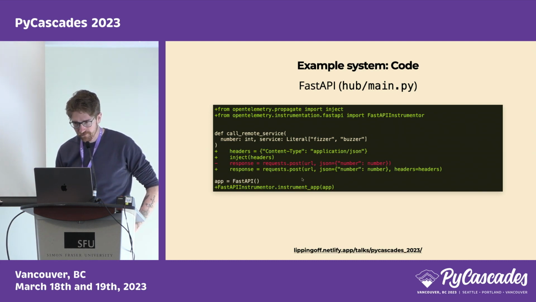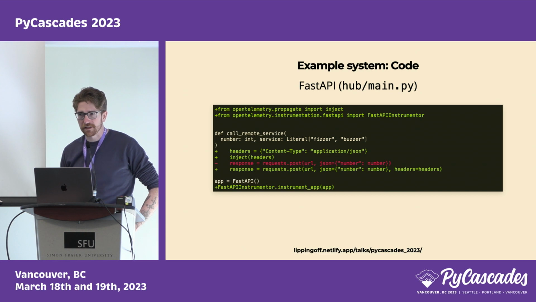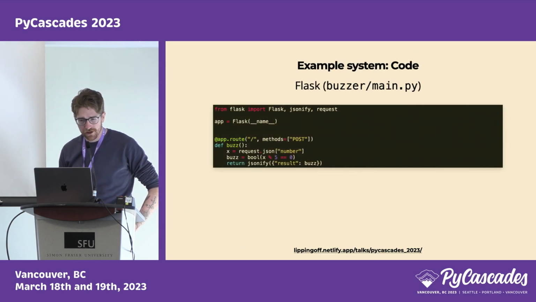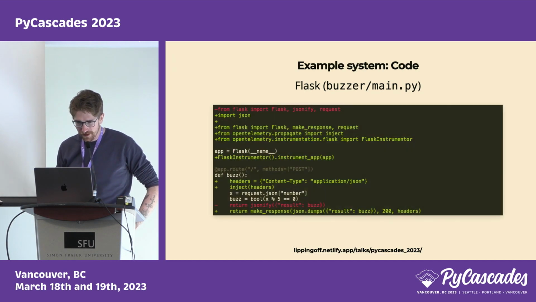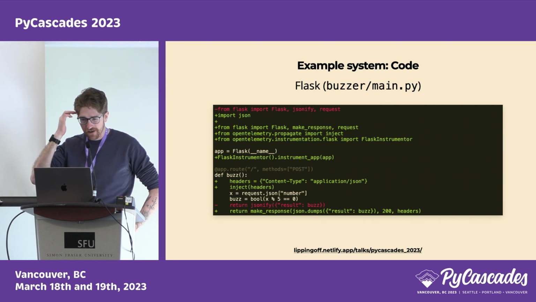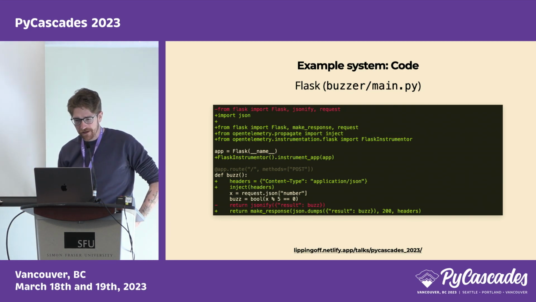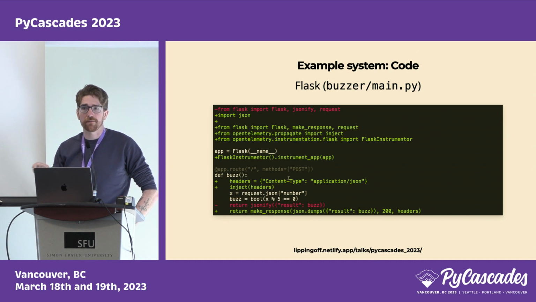This sets up tracing. The story for auto-instrumenting Flask is pretty similar. So here's what one of those fizzer or buzzer services looks like. They're both Flask services. Probably about exactly what you'd expect. Takes the JSON, reads the number, does the modulo, returns the result. This is pretty similar to auto-instrumenting FastAPI, but the big difference I found here is I moved away from jsonify, a Flask function, to make_response, because again, we have to manually propagate those headers.